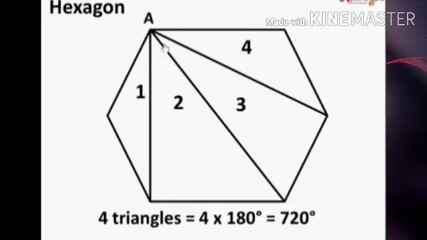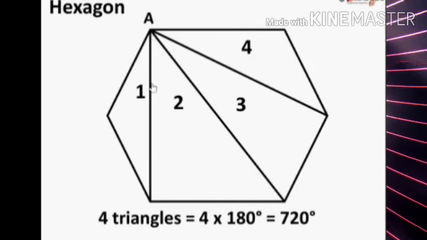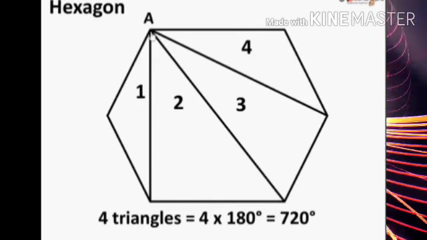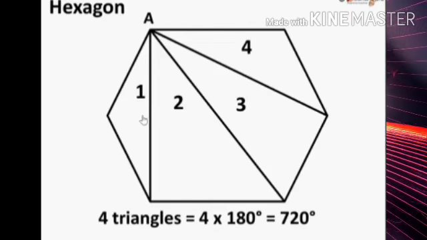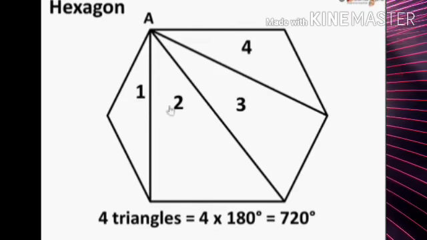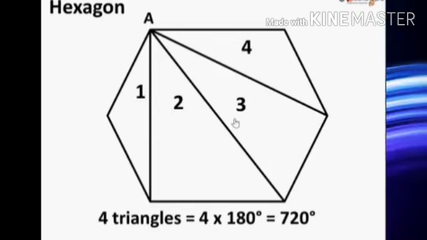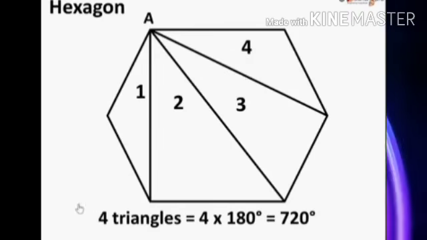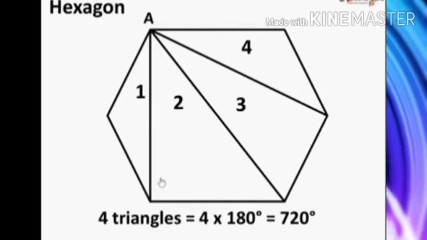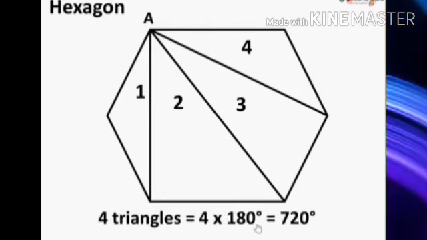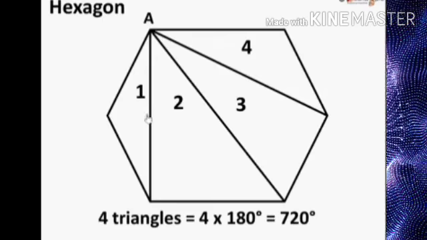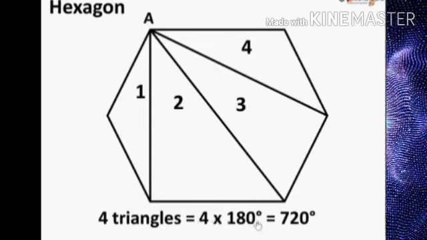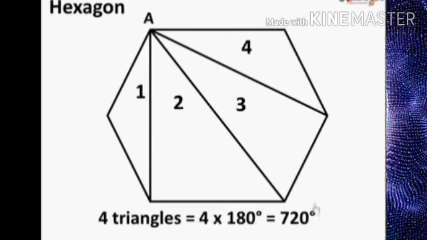Now our next figure is hexagon. A hexagon can be divided into 4 triangles. Now you can easily find out the angle sum of a hexagon, which is equal to the sum of the angles of 4 triangles. That is 4 into 180 degree, which is equal to 720 degree.